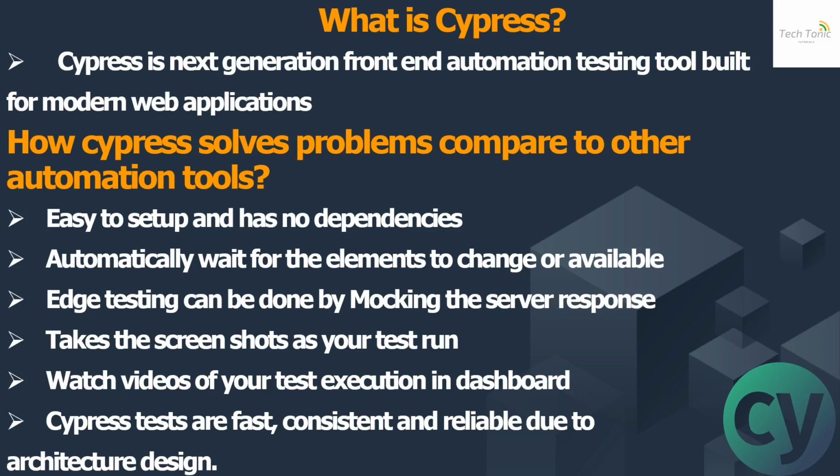Cypress tests are fast, consistent and reliable due to the architecture design. Consistent, what does it mean? If you run Selenium scripts or any other scripts two, three times, it may fail. Reliable means it will give the same result, and it is fast compared to other automation testing tools, because it's designed differently. The architecture is completely different.